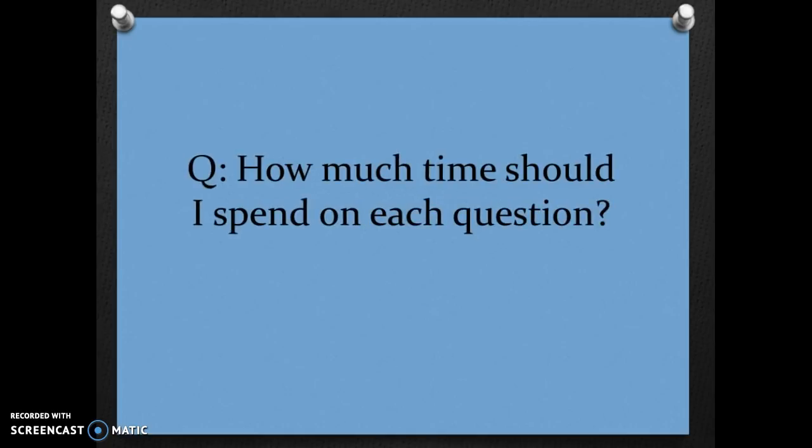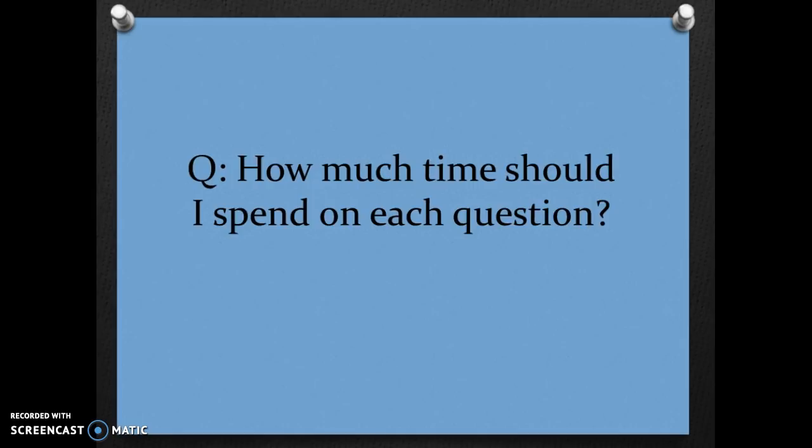How much time should I spend on each question? So there's 80 marks and you have 120 minutes. So you should be spending 1.5 minutes per mark. Breaking that down, the 4 and 6 mark is 10 marks. You should be spending 15 minutes on that.